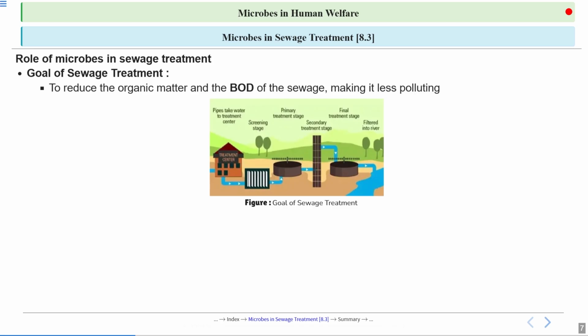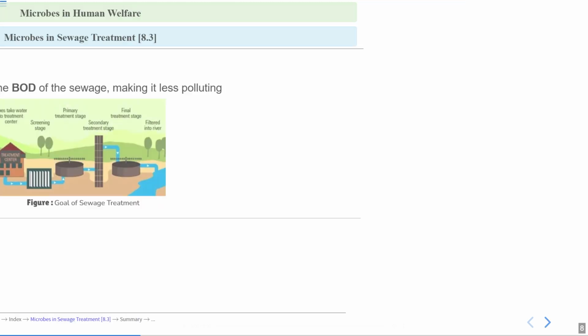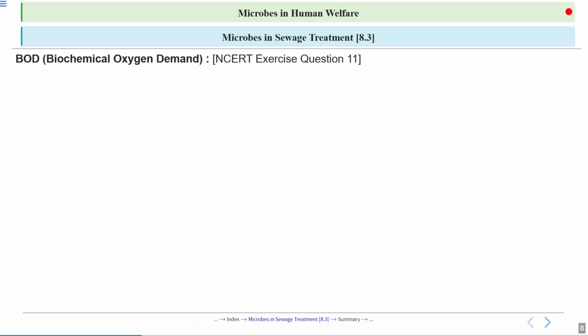Because this water contains a lot of harmful chemicals which can degrade the environment, and they can affect aquatic life as well. Clear? We want to reduce the BOD also. If the BOD is very high, then again there is no oxygen left for the aquatic animals, because all the oxygen will be utilized by the microorganisms.